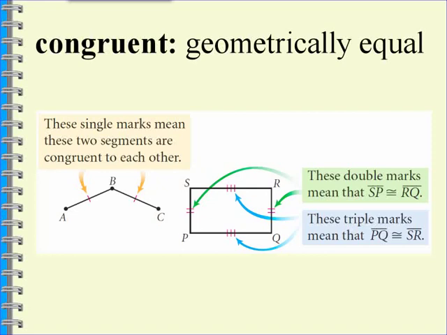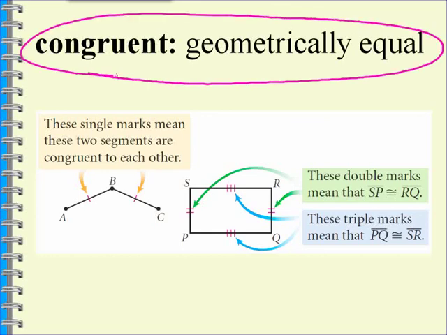Let's look at the next one. Congruent. Geometrically equal. All you need to remember from here is that congruent means geometrically equal. Now some people say that congruent means equal.